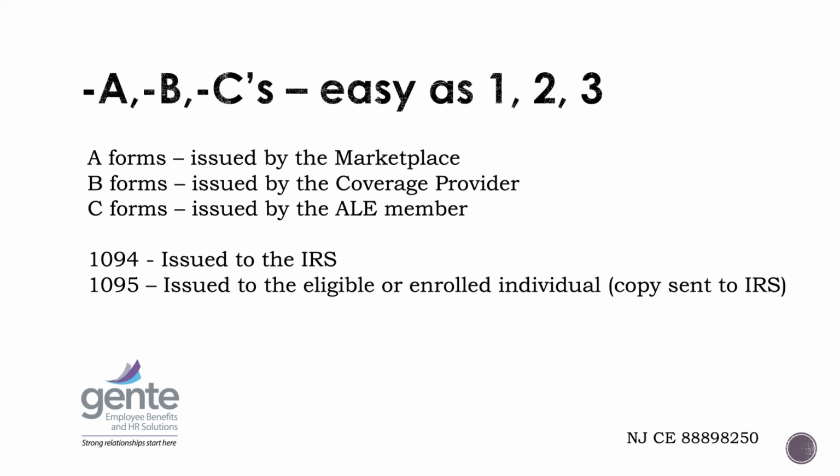The B form comes from your coverage provider. So that is going to be your insurance company or your self-insured employer. And your C form is always going to be from the employer. It's not going to come from the health insurance carrier. It's not going to come from the marketplace. The 1094 version of each of those forms is the fax cover letter, basically, that goes to the IRS. The 1095 is the copy that goes to each eligible or enrolled individual. All of these forms are used to reconcile taxes.